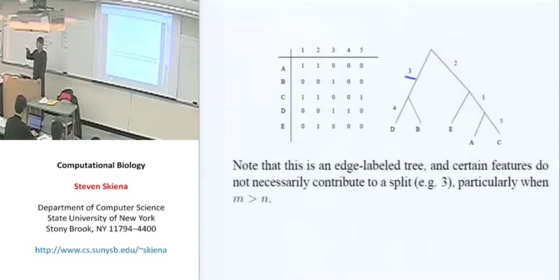This tree says that if a species has feature 3, then it should be below that edge. So the question is, suppose we didn't know about feature 3?